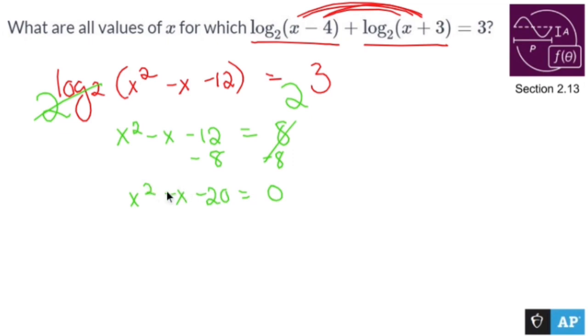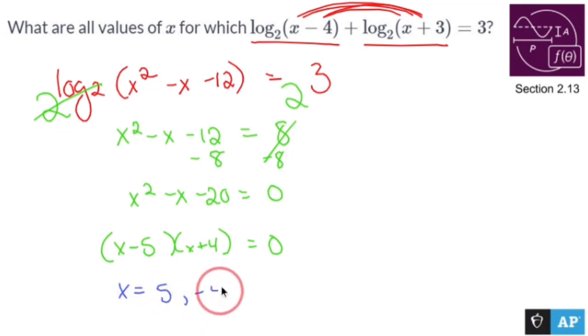Does this factor out? Can I come up with two numbers that add up to -1 and multiply out to -20? Yup. How about x minus 5 and x plus 4? That equals 0. And according to the zero product property, x is going to be 5 and -4.